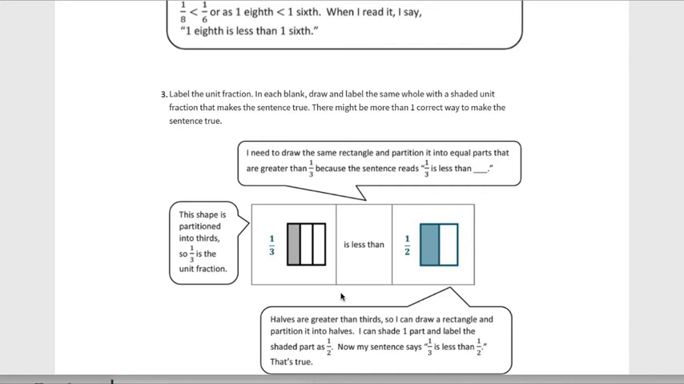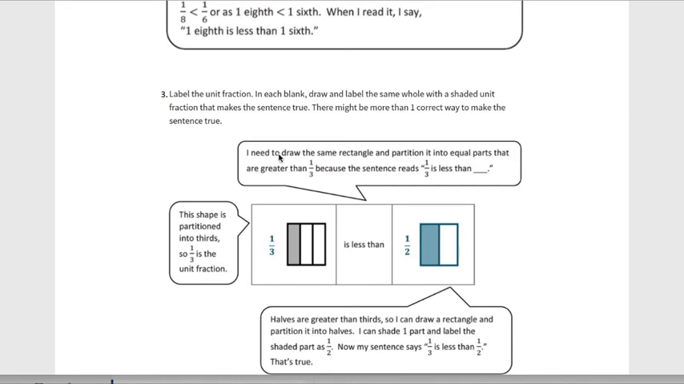Then you are going to label the unit fraction in each blank. Draw and label the same whole with a shaded unit fraction that makes the sentence true. There might be more than one correct way to make the sentence true. So this is where you can make any other fraction that you know that would make the sentence true. So I want to remind you guys, we did this lesson as a class. You guys had great ideas of how to make fractions that were less than or greater than.